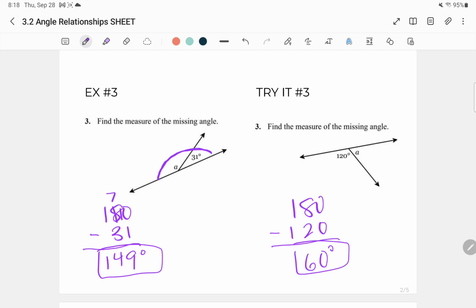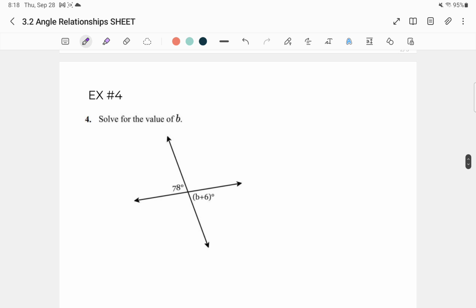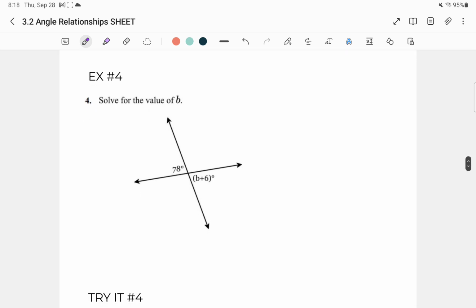All right, so now we've got the easy ones out of the way. We're going to go ahead to a little bit of a longer one. So example number 4, we're going to set up an equation. We know these are vertical angles, and we know that they are equal to each other. So we're going to say 78 is equal to b plus 6. This one isn't too bad. It's just a one-step equation.